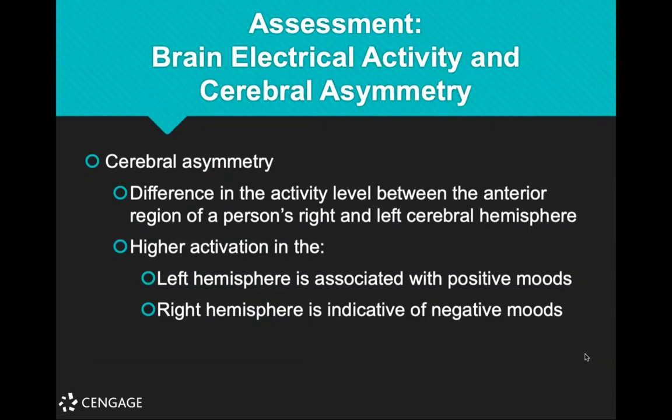So what they did was they took the EEG and measured something known as cerebral asymmetry. Cerebral asymmetry is the difference in activity level between the anterior region of a person's right and left cerebral hemispheres. So asymmetry basically means there are different activity levels on the right and left hemispheres of your cerebral cortex, on the anterior region, the front side. Researchers found that higher activation in the left hemisphere was associated with positive moods, while higher activation in the right hemisphere was indicative of negative moods. That's so interesting, right? If you took a person in a very positive mood, you would see that when they were hooked to the EEG, their left hemisphere is more active than their right hemisphere.